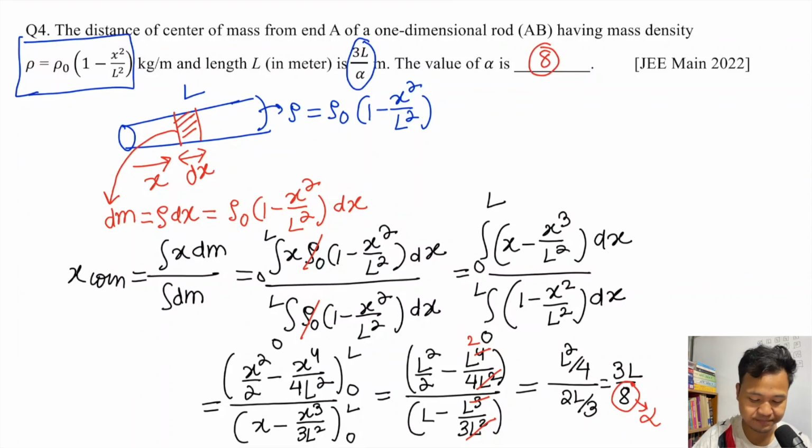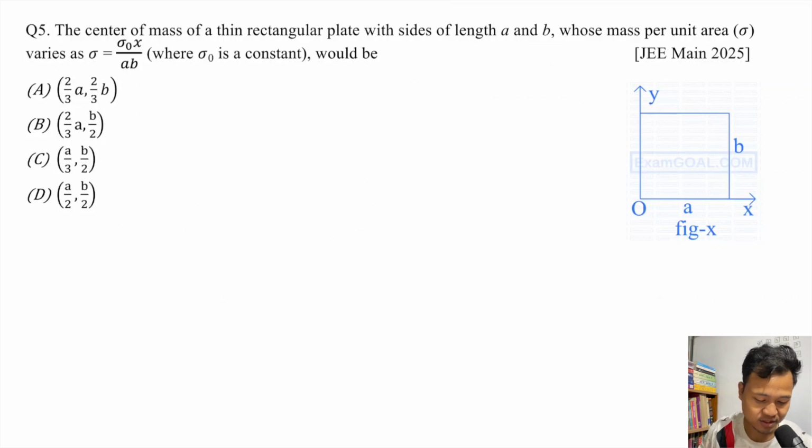Next question: the center of mass of a thin rectangular plate with sides A and B is given, whose mass per unit area is given as sigma. The plate is two dimensional, so you have to find out the x component of XCOM as well as the YCOM.